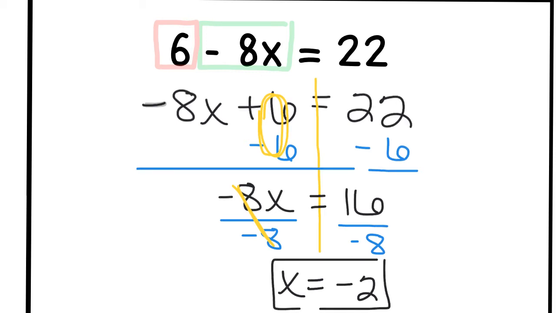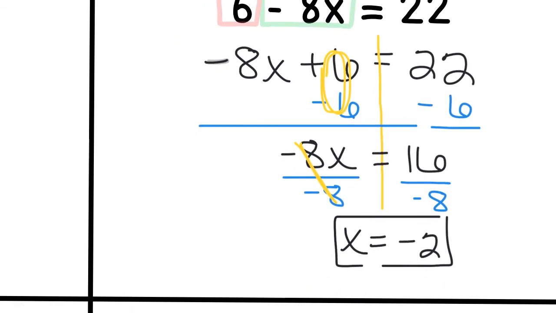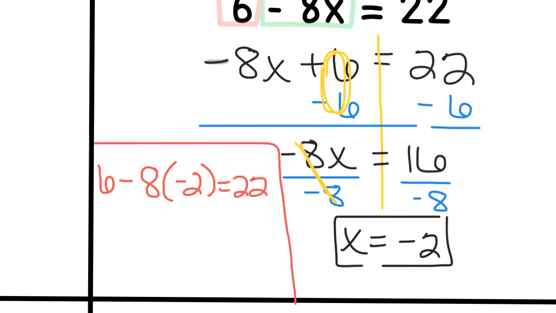And we're going to check this one because our negatives are actually a bit of a troublemaker sometimes for us. So we're going to check this by plugging it into the original problem. The original problem, 6 minus 8 times, instead of x, I'm going to use negative 2, and we want it to equal 22. Well, now I have to follow order of operations, so I'm going to multiply first. 8 times negative 2 is negative 16. 6 minus negative 16 is 22. I have proven my answer to be correct.